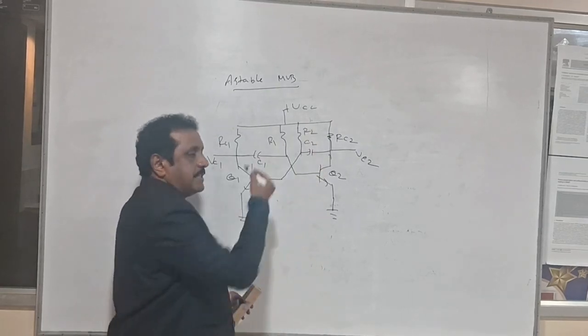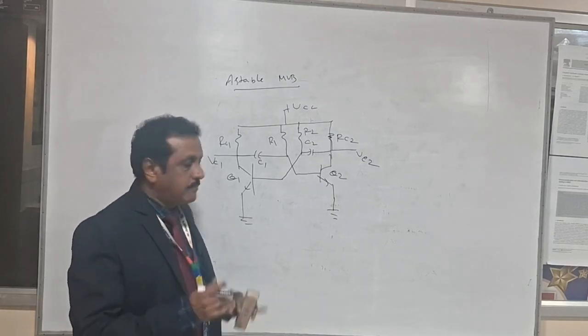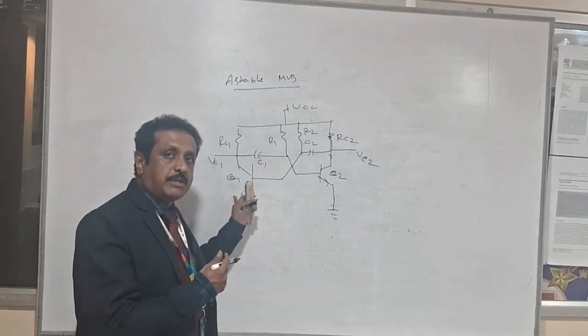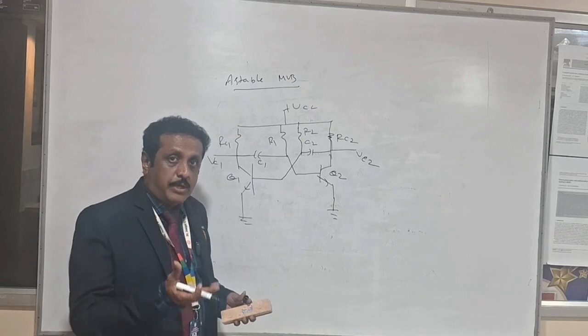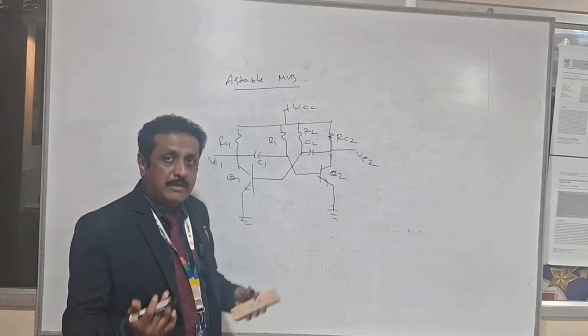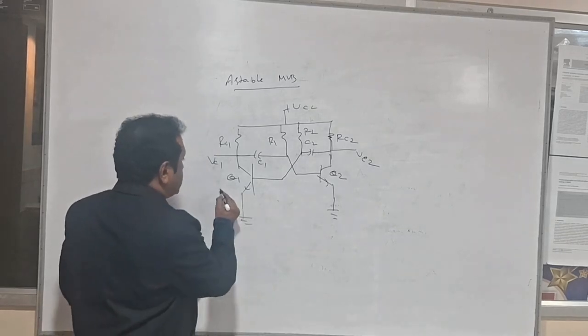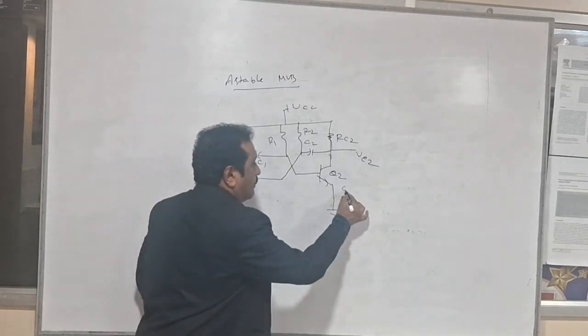When the supply is given, due to some imbalance of the circuit, any one of the transistors will be driven into saturation and the other one will be driven into cutoff. But we don't know which transistor is going to enter saturation and cutoff. Let us assume Q1 is in saturation, that means on, and Q2 is off.